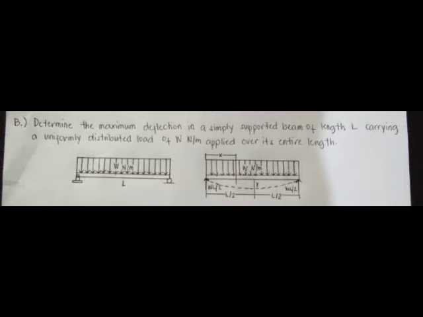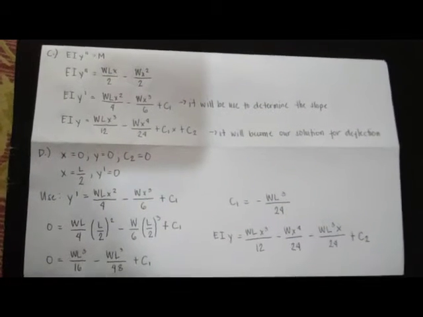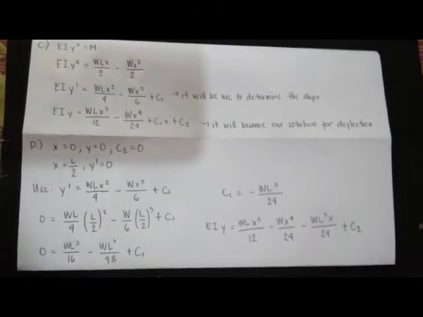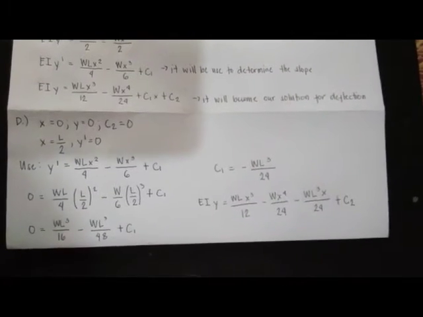For the problem example, determine the maximum deflection in a simple supported beam of length L carrying a uniformly distributed load of W Newton per meter applied over its entire length. So as you can see, nandyan yung figures. And let's solve. This is our solution. Since length and width ang given, we will substitute the moment into the W and L depending on the figure.